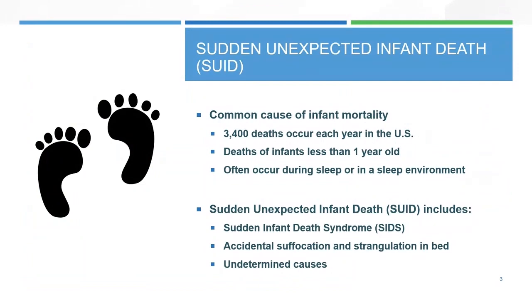Sudden unexpected infant death, or SUID, is a common cause of infant mortality. There are approximately 3,400 sudden unexpected infant deaths in the United States each year. This is defined as the sudden, unexpected death of a baby less than 1 year old in which the cause was not obvious before an investigation. These often occur during sleep or in the baby's sleep area, so are sometimes referred to as sleep-related infant deaths. And this includes those from sudden infant death syndrome, or SIDS, and other undetermined causes, as well as accidental suffocation and strangulation in bed.